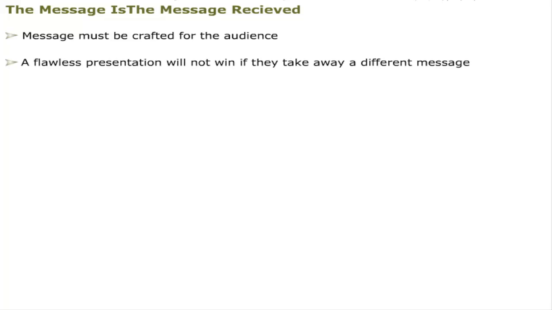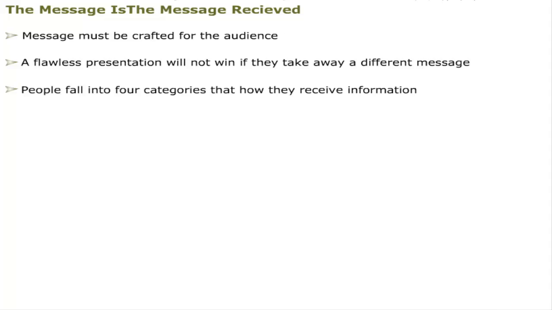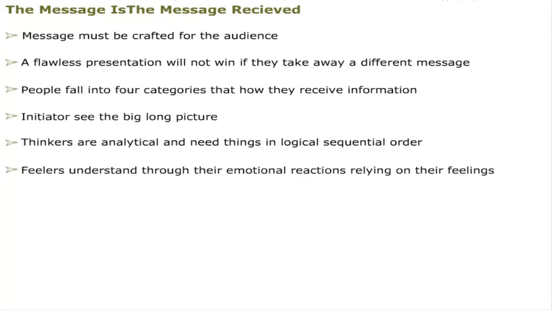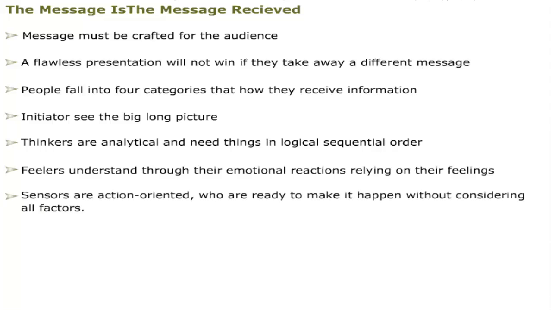The message is the message received. Message must be crafted for the audience. A flawless presentation will not win over prospects if they take away a different message than the one you hoped to convey. People fall into four categories when it comes to how they receive information. Initiators see the big, long picture. Thinkers are analytical and need things presented to them in logical, sequential order. Feelers understand through their emotional reactions, relying on their feelings more than on the facts of a presentation. And sensors are action-oriented, who get it and are ready to make it happen, often without considering all factors.